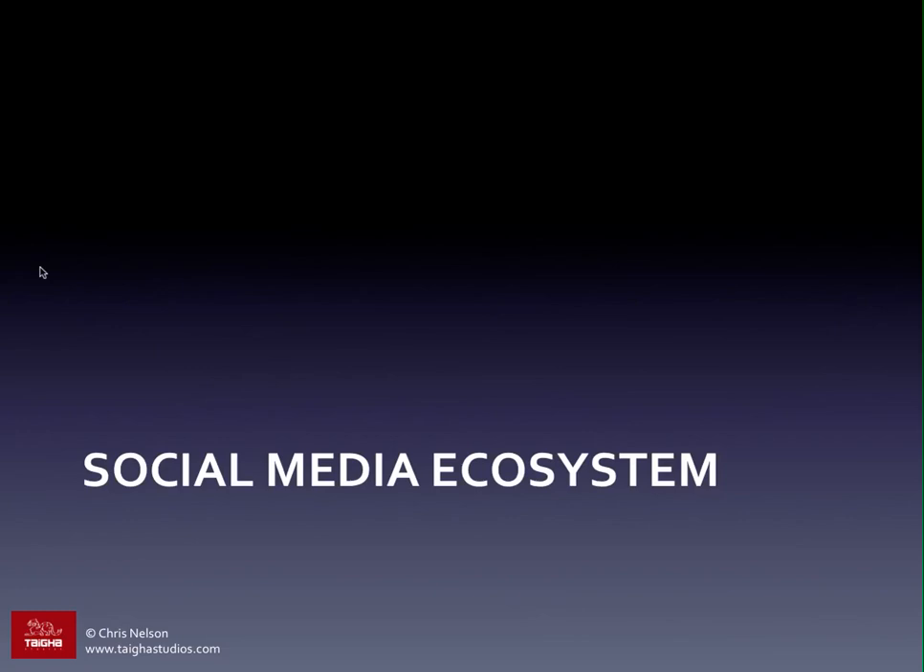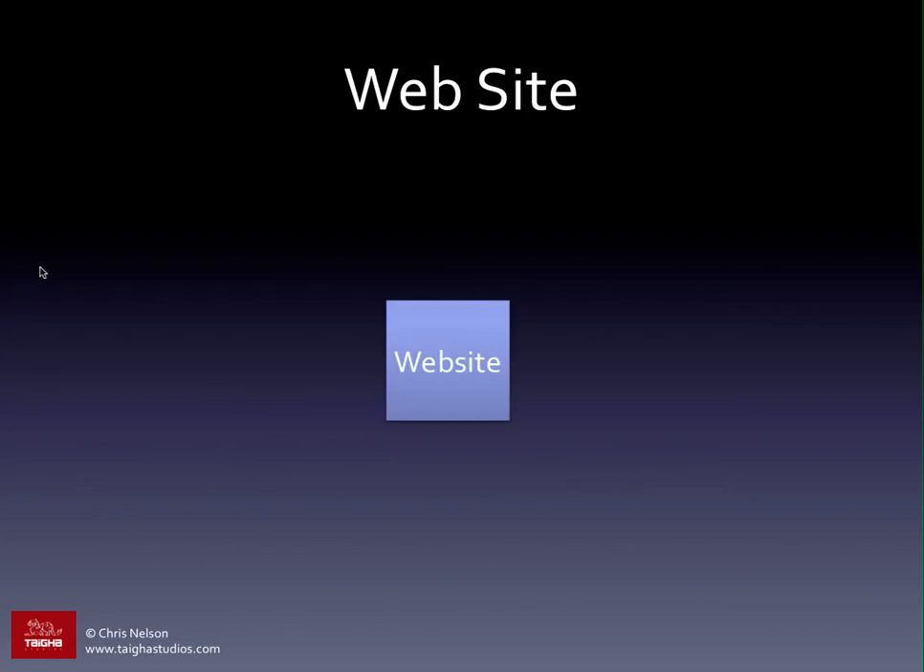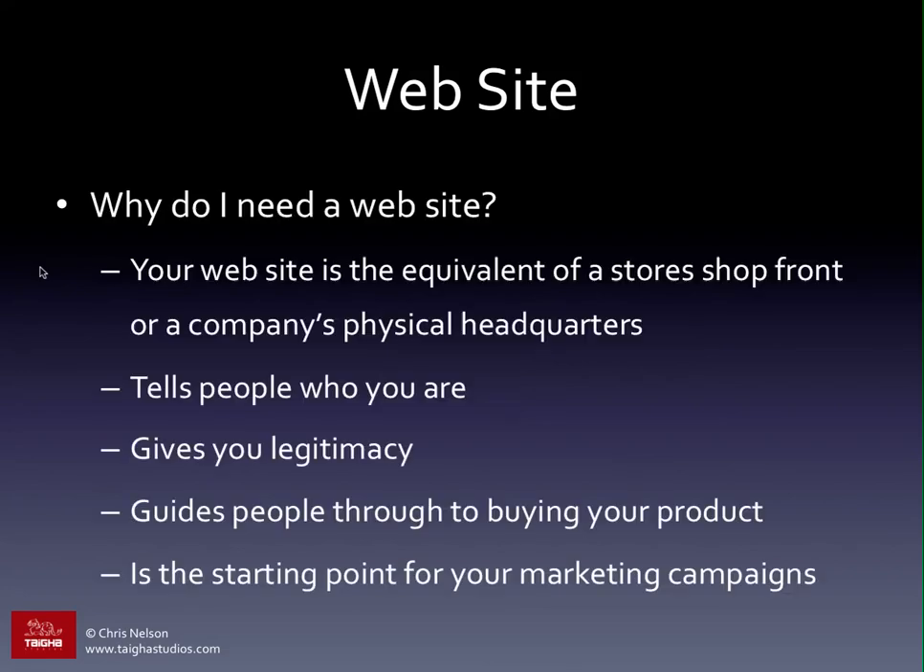Now, what I want to talk about is really a system for setting up your social media, a social media ecosystem. Number one, the center of your ecosystem is going to be your website. That is going to be the most important element. And why do you need a website? Well, basically, online, your website is the equivalent of your store's shopfront, or perhaps you can think of it as a company's physical headquarters.